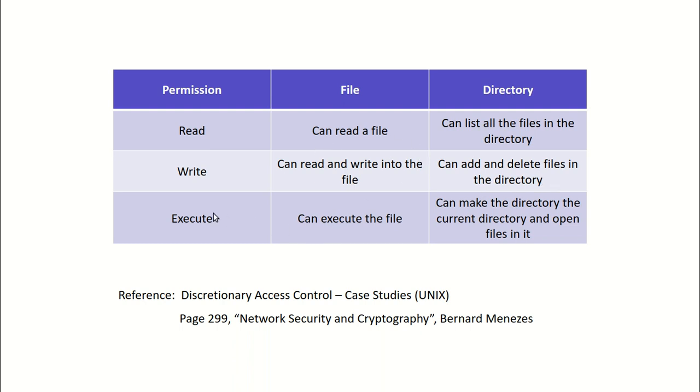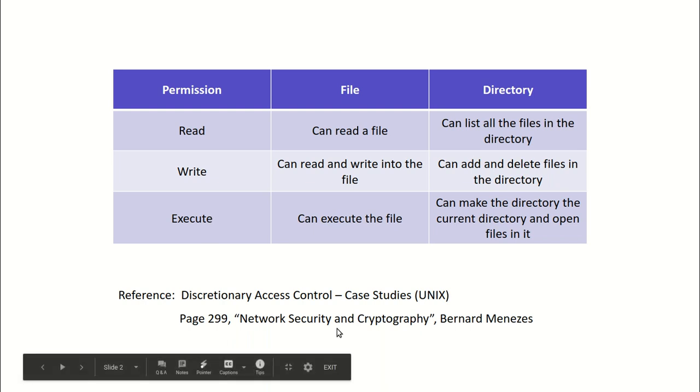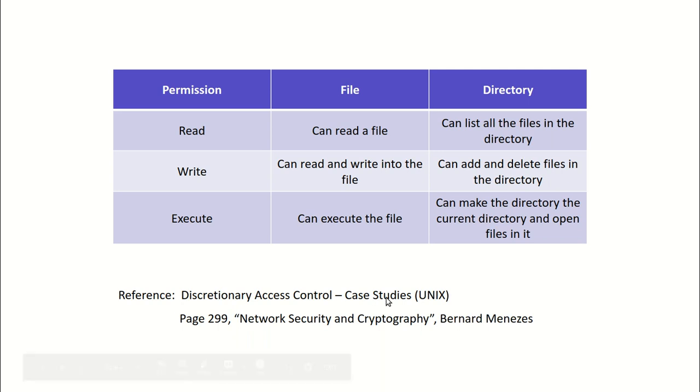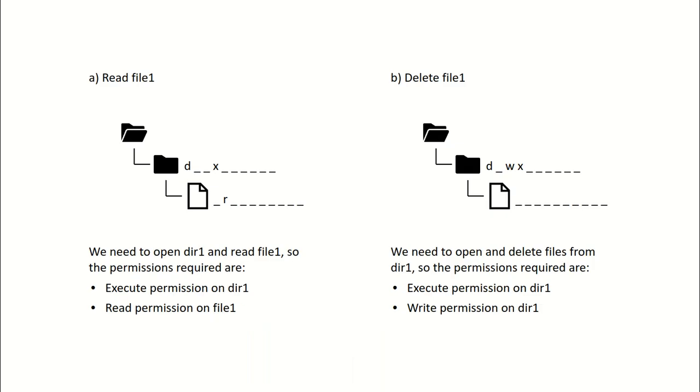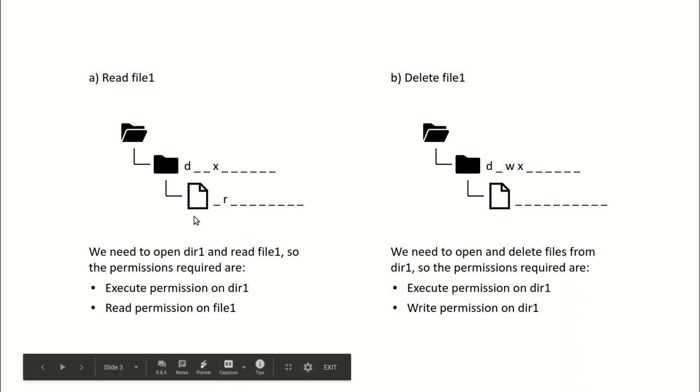In the textbook it's at page number 299, discretionary access control in the network security and cryptography book. There you can see the entire details. In fact, we can also see this question there. So the operations are, first we have to read file1. In order to read the file, we have to first open dir1 and then read file1. So to open the directory we need execute permission, and to read the file we need read permission. So this is execute, this is read.